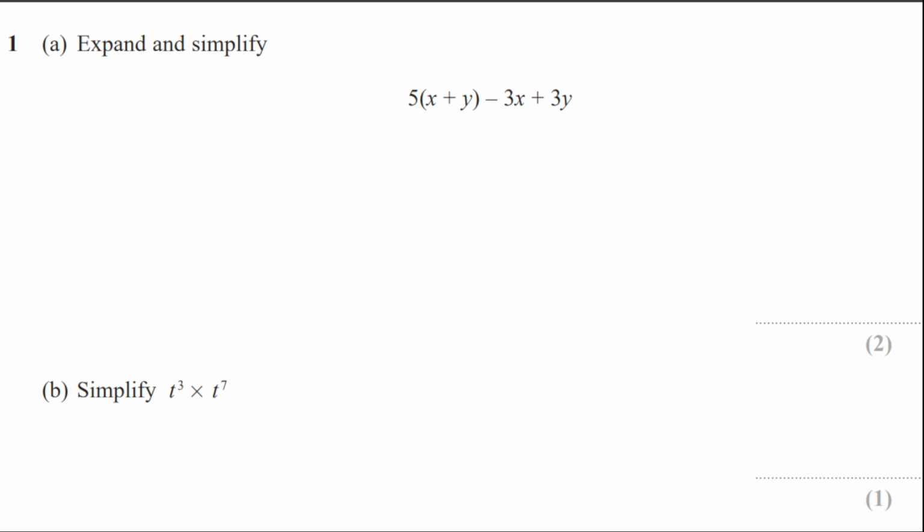4 marks IGCSE question. The question says expand and simplify. Let's zoom in so it's easier. Now we need to simplify and expand this. So the first thing we do is multiply this 5 here and there.